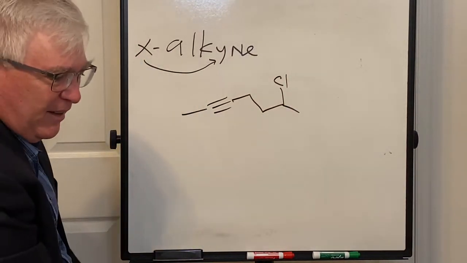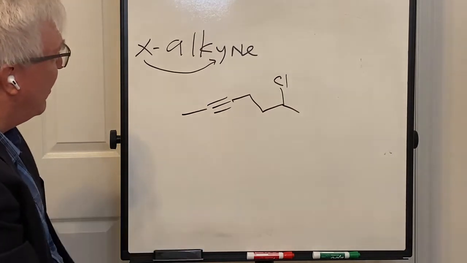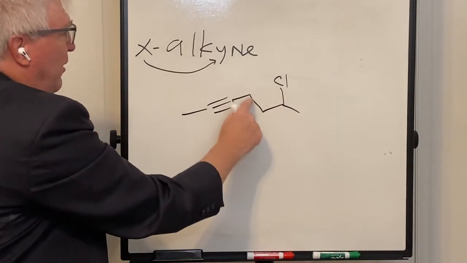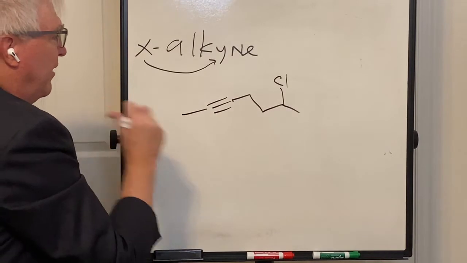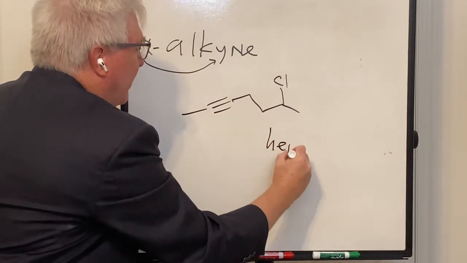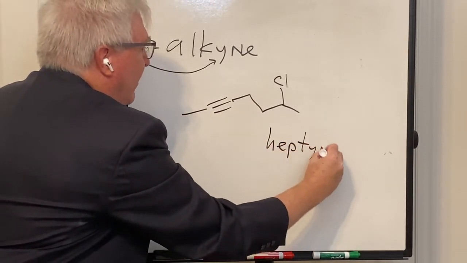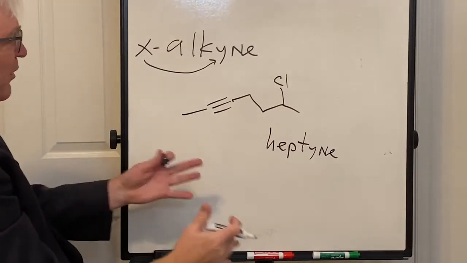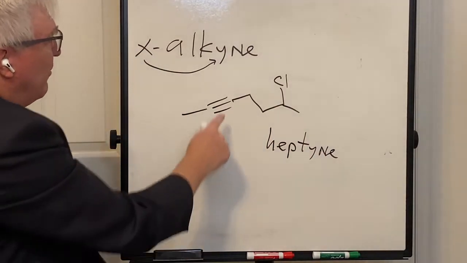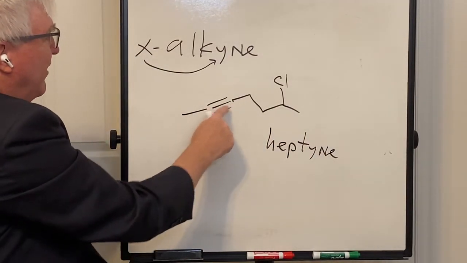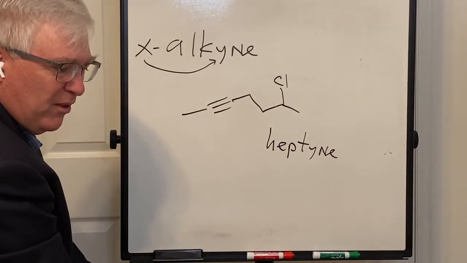So here we got this chloroalkyne. Longest chain: 1, 2, 3, 4, 5, 6, 7. So this is a heptyne. And that's always the first thing you do, right? The longest chain includes the alkyne. Make sure you count these 2 carbons. They're right there and there. Sometimes students leave those off.